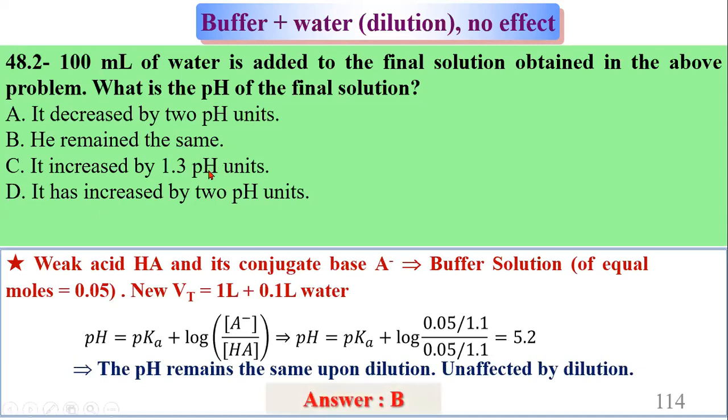Dilution does not affect the pH of any type of buffer. So again, just a proof to you. If I have the moles of the acid divided by the base, it was 0.05. So if my volume was 1.1 liters or 1 liter, there isn't any difference because they cancel each other out.